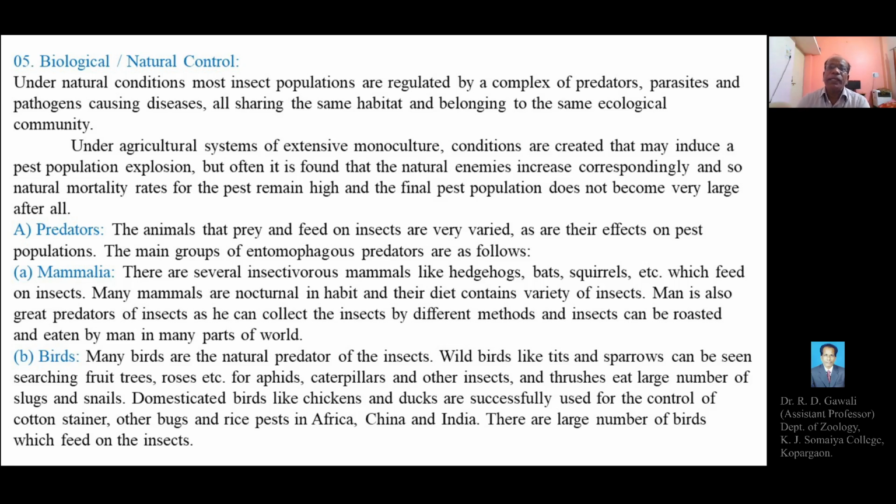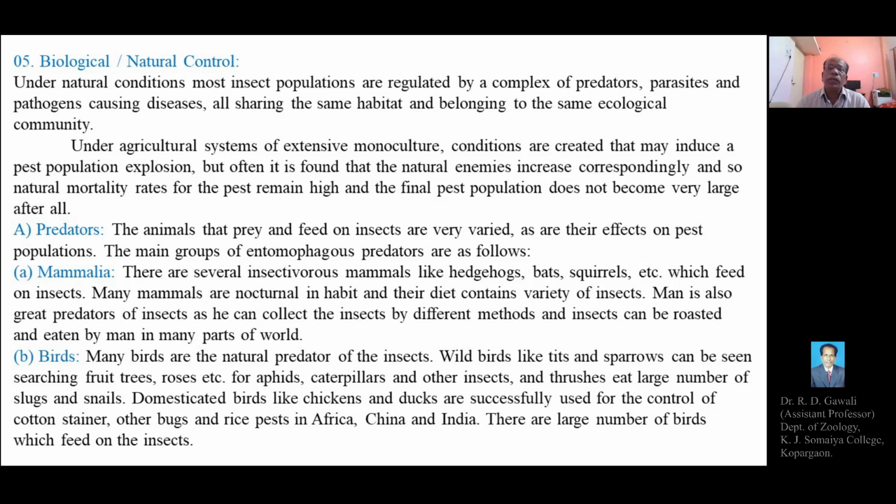The first one is mammalia. There are several insectivorous mammals like hedgehogs, bats, squirrels, etc., which feed on insects. Many mammals are nocturnal in habit, which means they become active during the night and come out of their habitat for feeding or breeding purposes, and their diet contains a variety of insects. So many mammals, even though they are of nocturnal habit, also feed on a variety of insects.